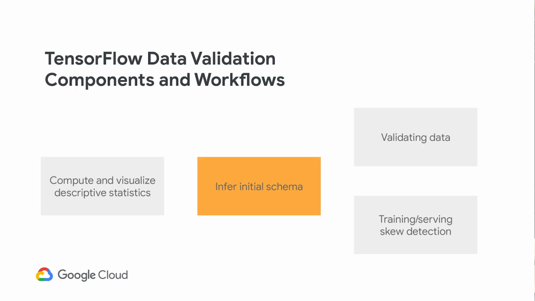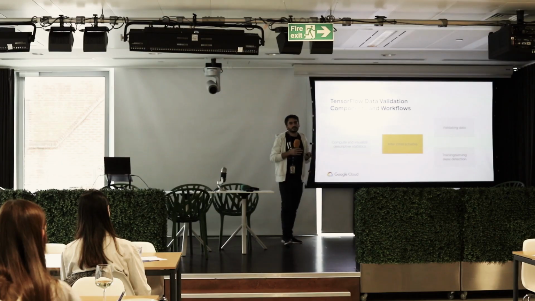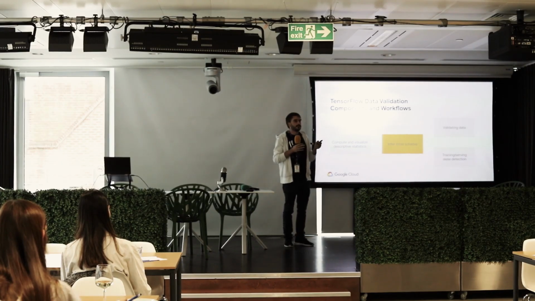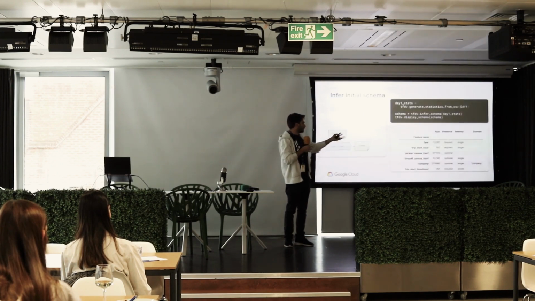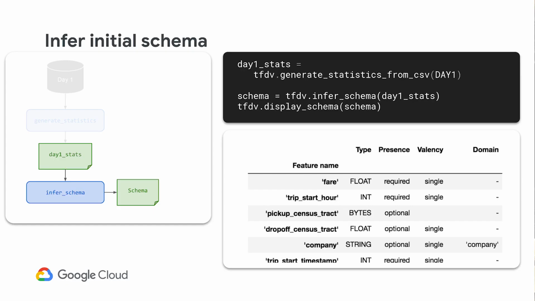So the second step in data validation is to create a schema out of your data. The schema is basically a contract of your data. It describes the data. An example is this: you say that this feature is a float number, and this other feature is an integer, and I have also categorical features and strings.